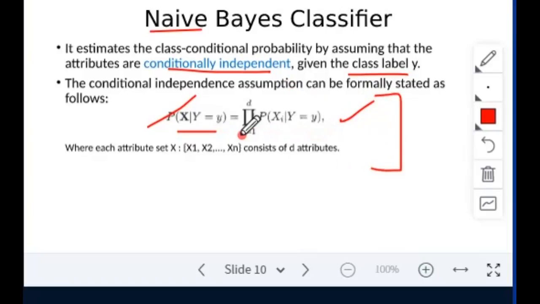Here you can see P of X given Y equal to y is equal to the product over i from 1 to d, d being the number of attributes, of P of X i given Y equal to y. Please remember, y is the class label and X i is an attribute. The attributes form a set: attribute 1, attribute 2, attribute 3. So X is X1, X2, up to Xd, consisting of d attributes. Next we move on.